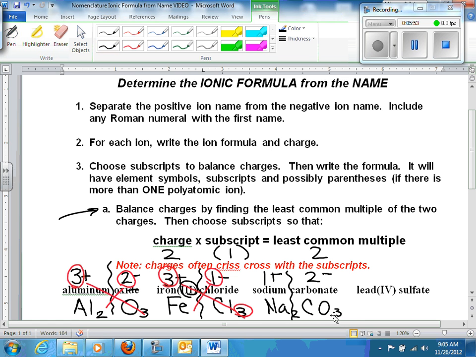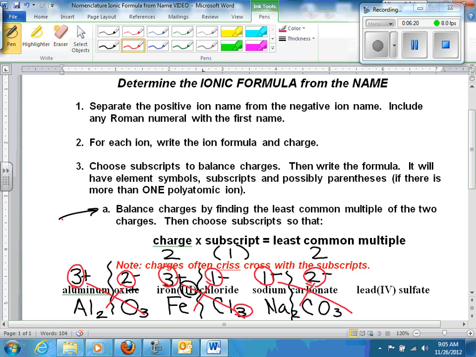If you'll notice again on this one, you're going to have to remember that CO3 is a polyatomic ion, and because there are no parentheses, that means there's 1. So this represents just one of those. The 2 right here, once again, we kind of did a crisscross thing. Let's see if it works on this last one.